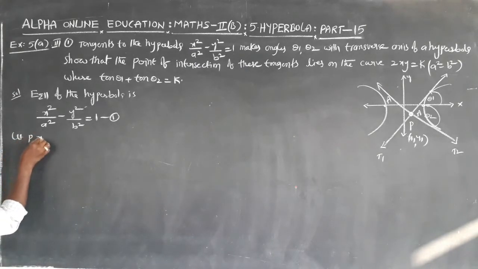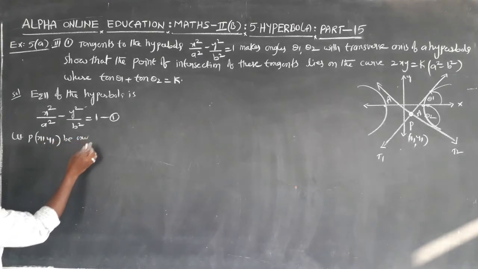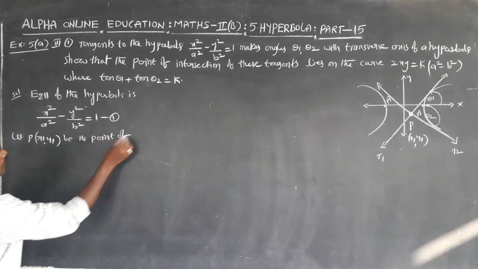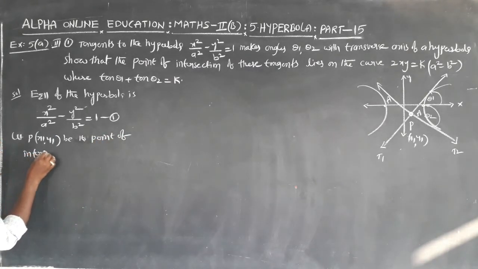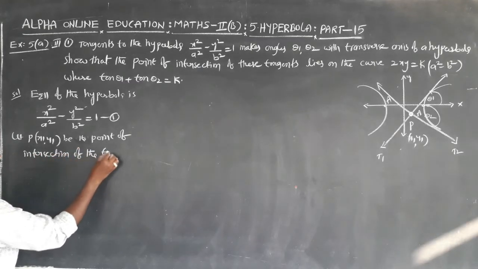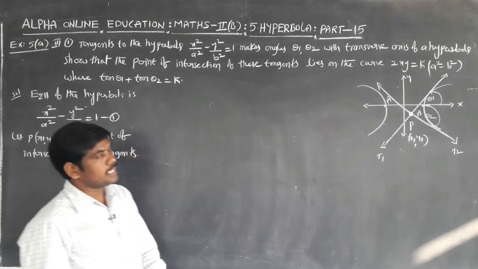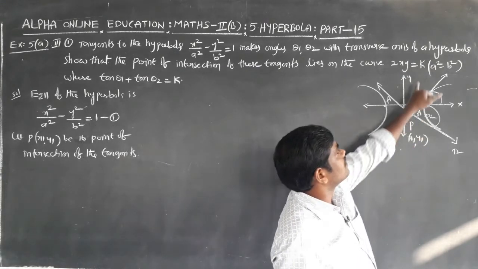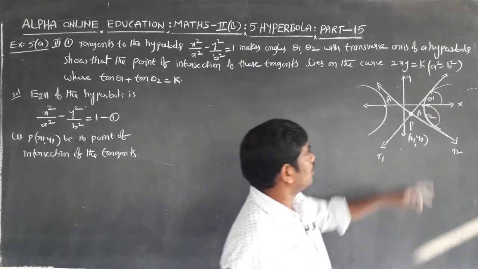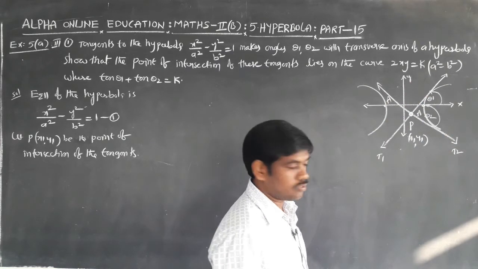Let P of x1 comma y1 be the point of intersection of the tangents. Here we have to show that P lies on the curve 2xy equal to k into x square minus a square.